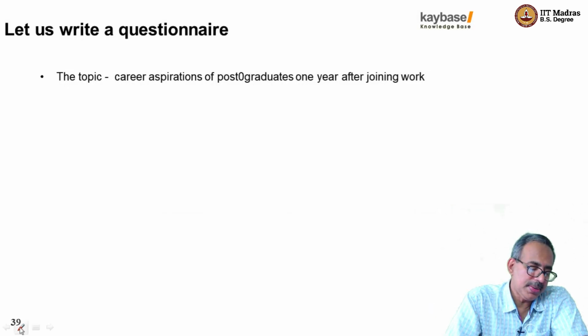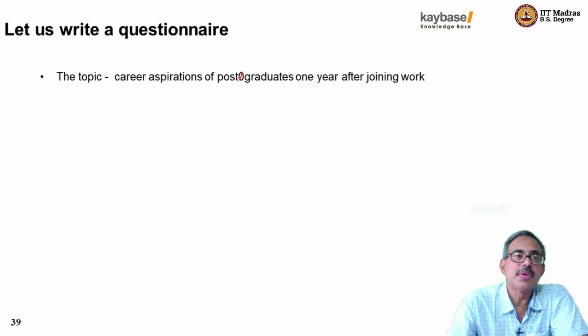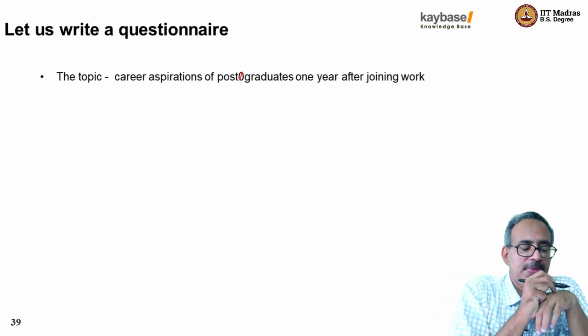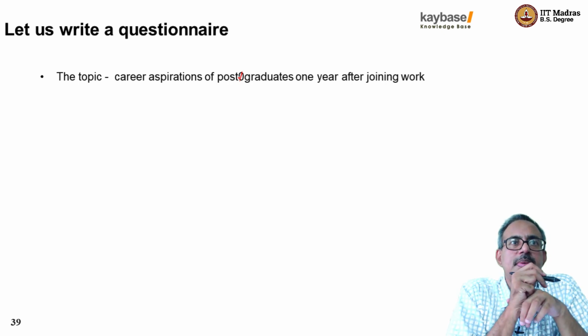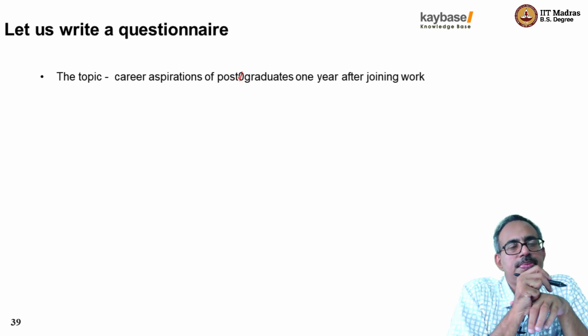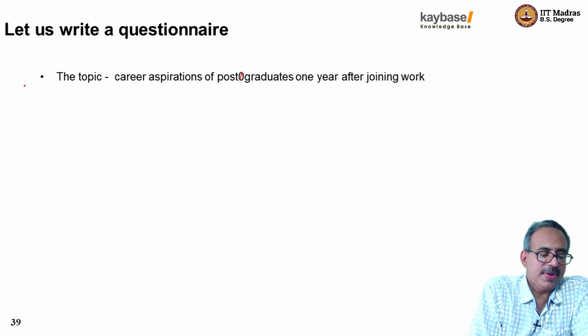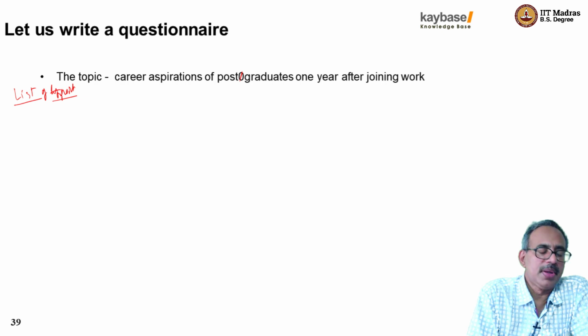So let's say the topic is career aspirations of postgraduates 1 year after joining work. This is the topic. We're supposed to write a questionnaire. Therefore, the target group is postgraduates who have been working for 1 year. Okay. Now, what do we do first? We first find out whatever we want to find out. List of topics, list of points. Correct. So, what all will we find out?